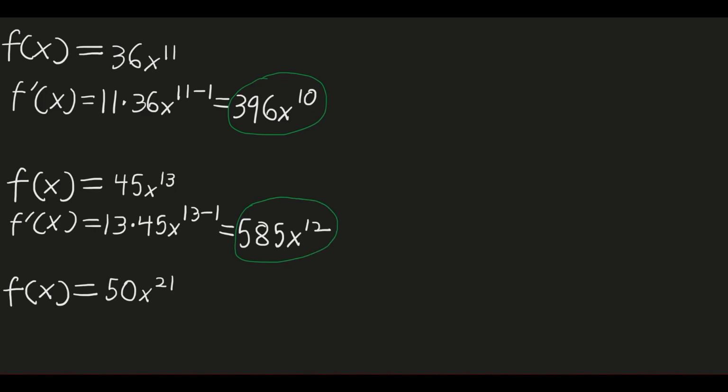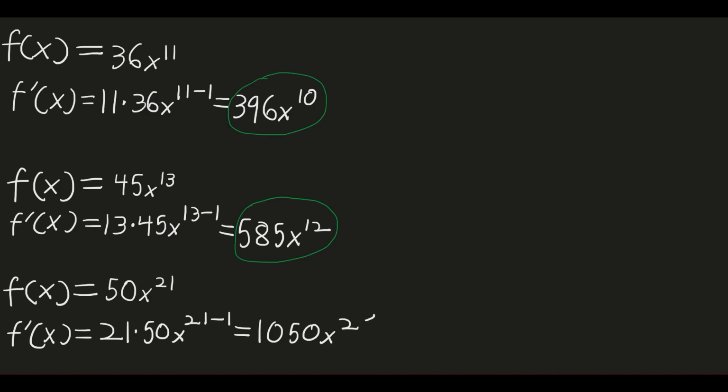And last but not least, f of x equals 50x raised to the 21st power. We write out f prime of x equals 21 times 50x raised to the 21 minus 1 power. Okay, then, doing the math here, that would get us 1050x raised to the 20th power. And this would be our answer for the third function.